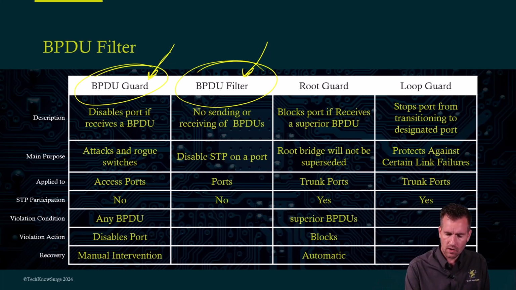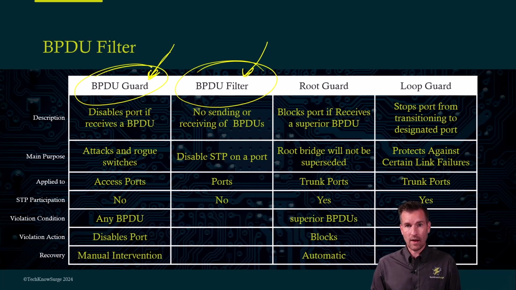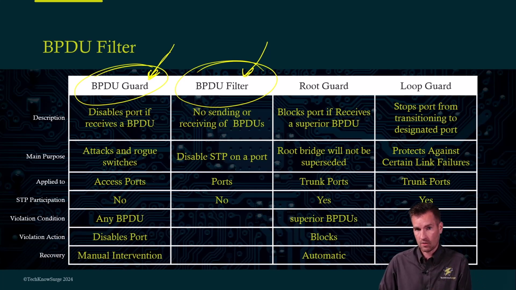Well, a BPDU Guard is really designed so that we can use the PortFast command. So we can actually bring up a port faster if it's an access port, giving network services to that client faster. But the problem is it opens up a problem if somebody does plug in some sort of switch and creates a loop within your network. That can be a problem.